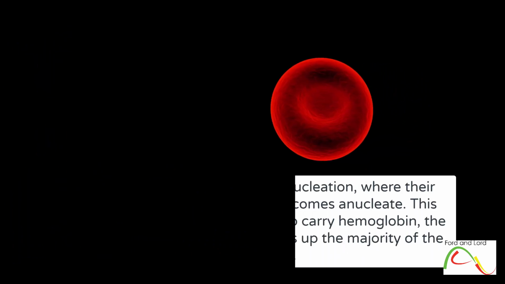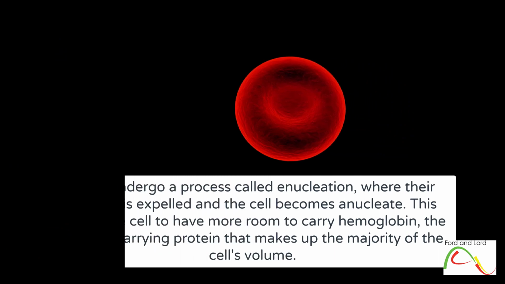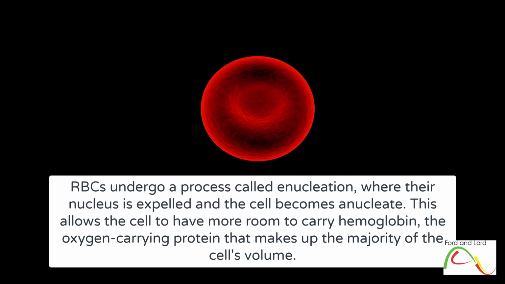Mammalian red blood cells do not have nuclei. During their development in the bone marrow, RBCs undergo a process called enucleation, where their nucleus is expelled, and the cell becomes enucleate. This allows the cell to have more room to carry hemoglobin, the oxygen-carrying protein that makes up the majority of the cell's volume. The loss of the nucleus also has other important consequences for the cell's function.